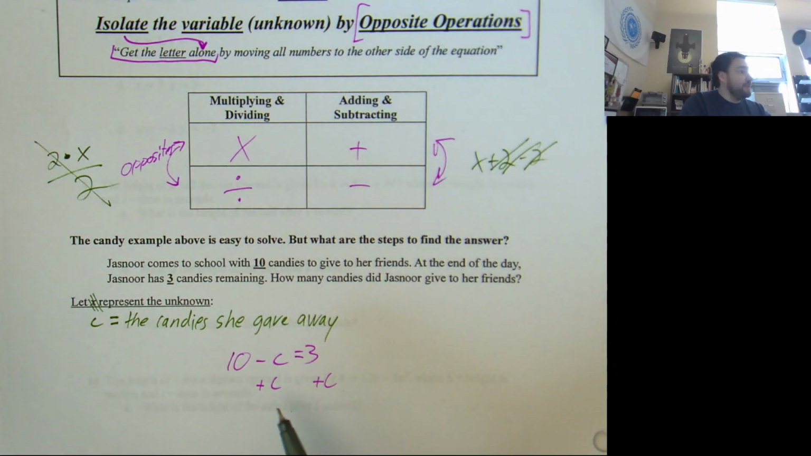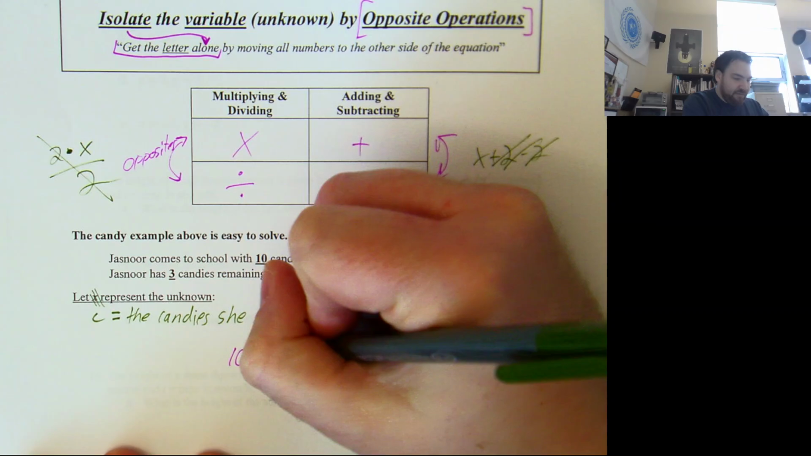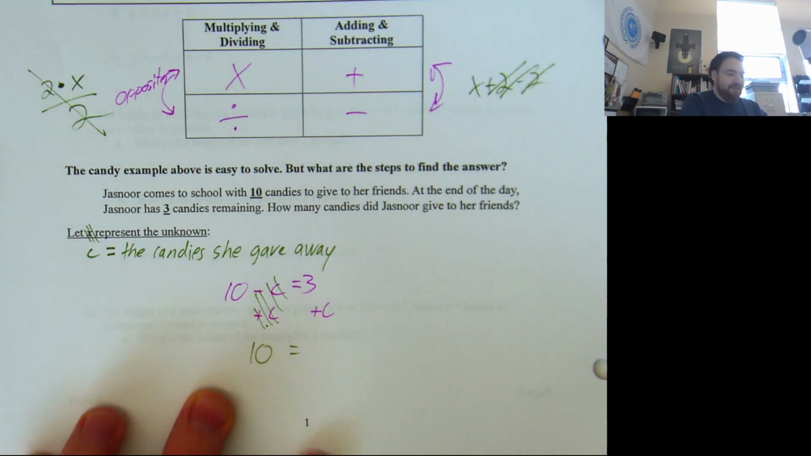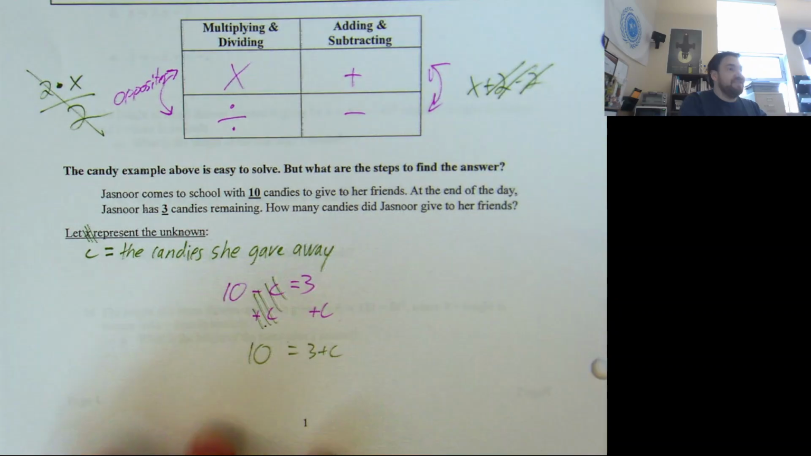So whatever you do to one side, you must do to the other. Look at what happens here. If I'm subtracting and adding C, these guys cancel, leaving us just with 10. And on the right-hand side, we now have 3 plus C.